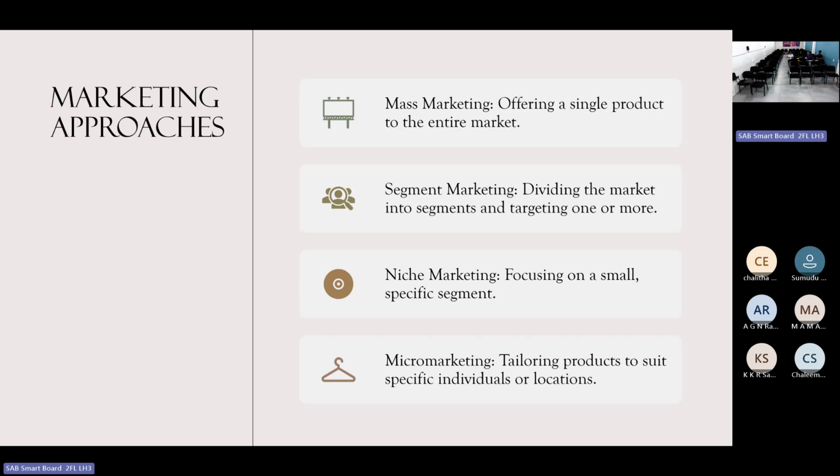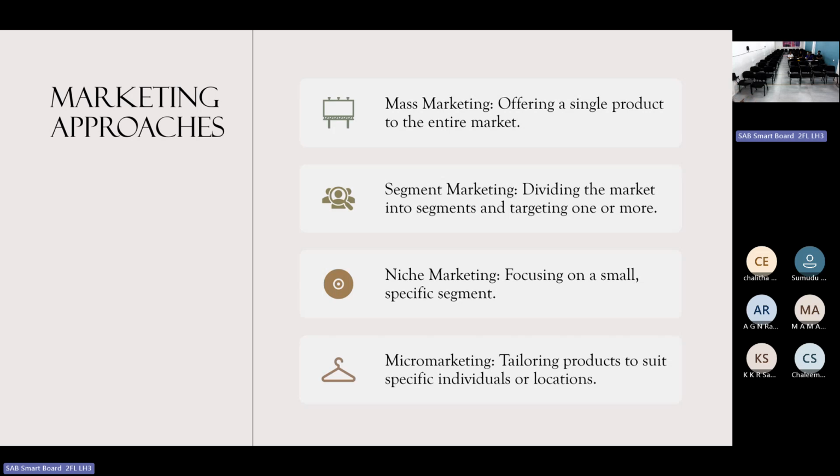So first one is mass marketing. Mass marketing means we are going to serve the entire market, right? If you consider the Sri Lankan context, some companies are producing products for the entire Sri Lankan customer base, or sometimes even customers in other countries. That means without selecting a few, they produce products targeting all the customers in the market. That's what we call mass marketing.